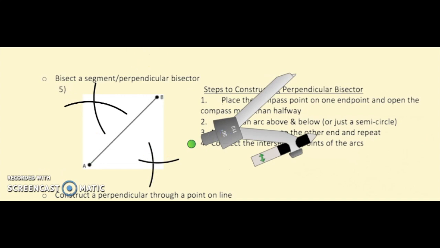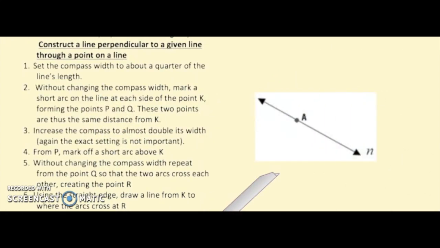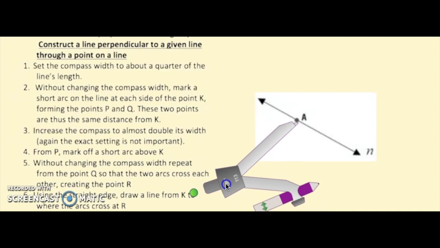That will give you two intersection points, and then use a straight edge to connect those, and that will give you the perpendicular bisector. Now that point where they intersect is also the midpoint, so this is also sometimes known as a midpoint construction. Now we're going to apply this two different ways.